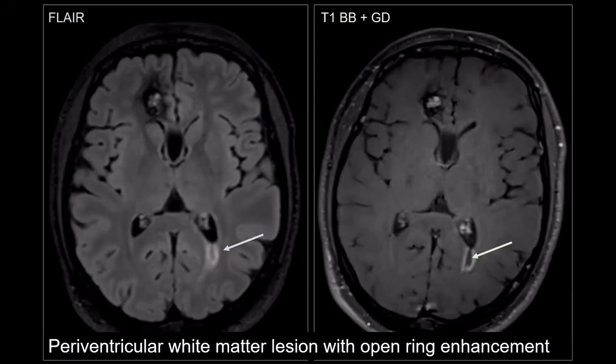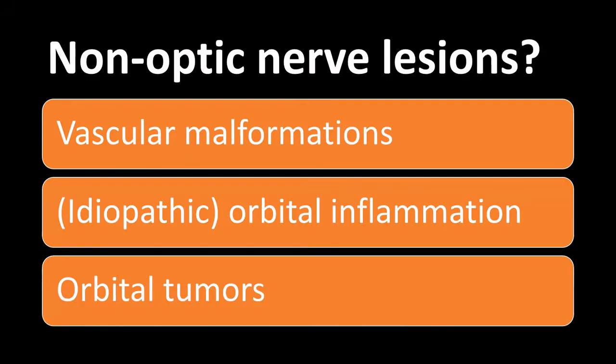So the final diagnosis was multiple sclerosis. Let's now talk about the other intraconal abnormalities we can see that do not involve the optic nerve. There are a lot of them, so I picked some out. We're going to talk about vascular malformations in the intraconal space. We're going to talk once again about idiopathic orbital inflammation because it can involve all orbital compartments, as said in the previous presentation. And we're going to talk about some orbital tumors.